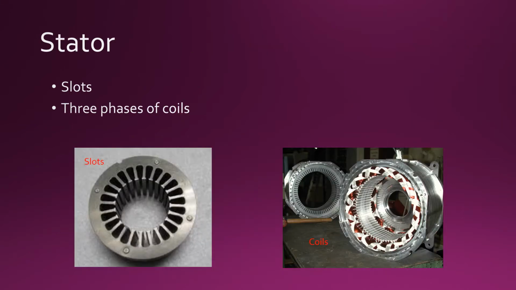The stator is made up of thin steel laminations stacked on top of one another. Wire is coiled in three phases in slots of these laminations. This three-phase coiling strategy creates a rotating magnetic field when alternating current is passed through these wire coils.